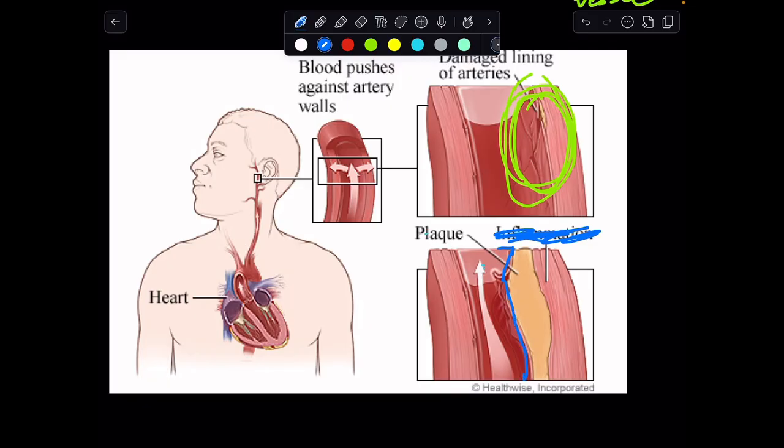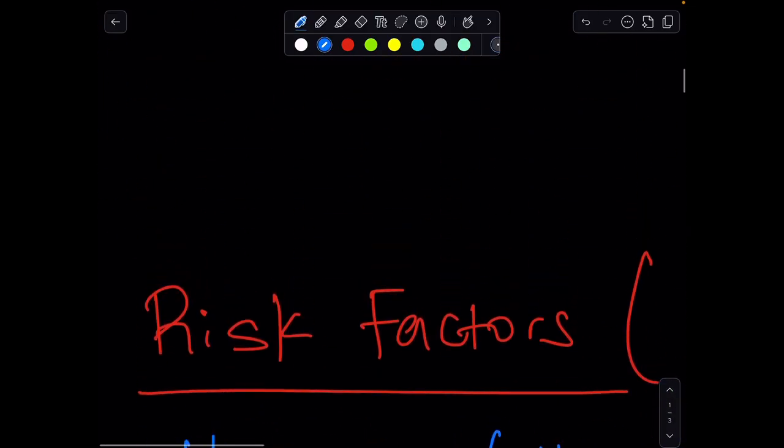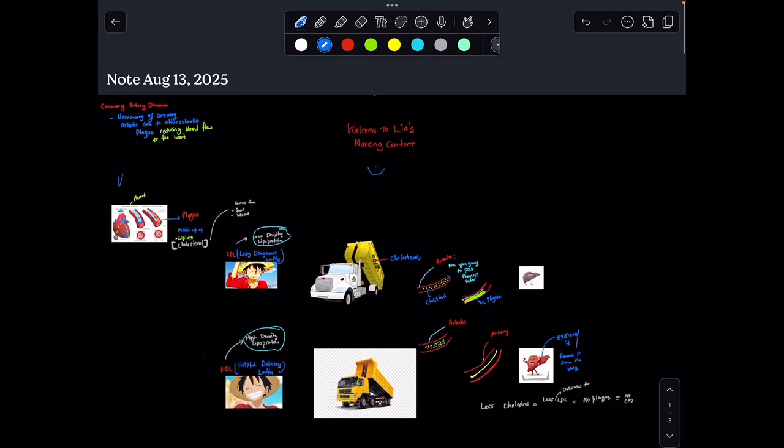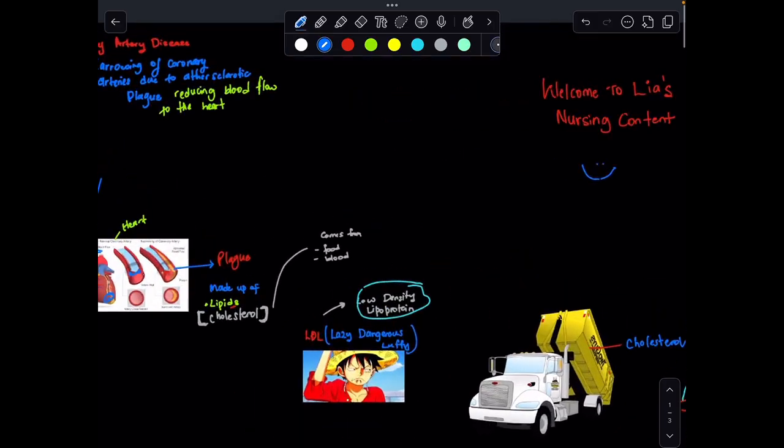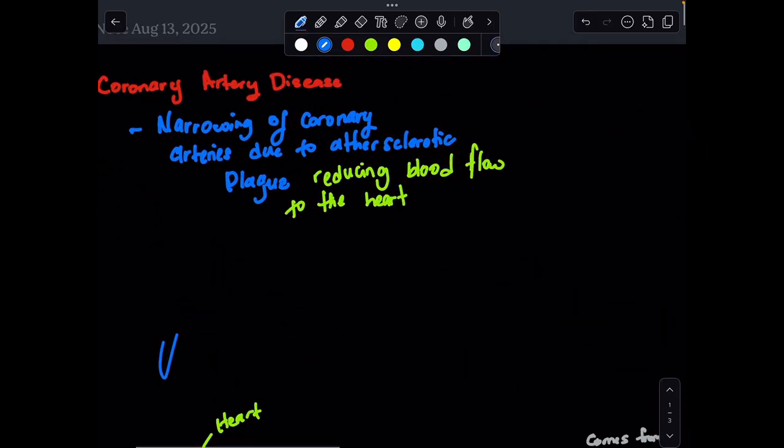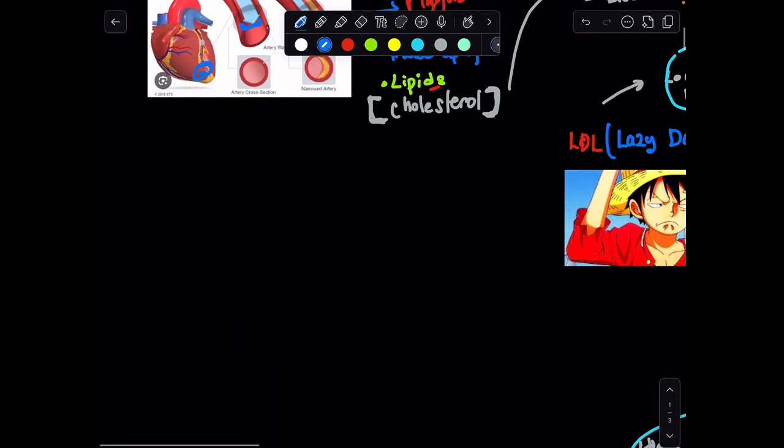Reduced blood flow. Because remember, that's what coronary artery disease is. Coronary artery disease is what? Coronary artery disease is the narrowing of coronary arteries due to the plaque reducing blood flow to the heart. And that's what we see with hypertension.